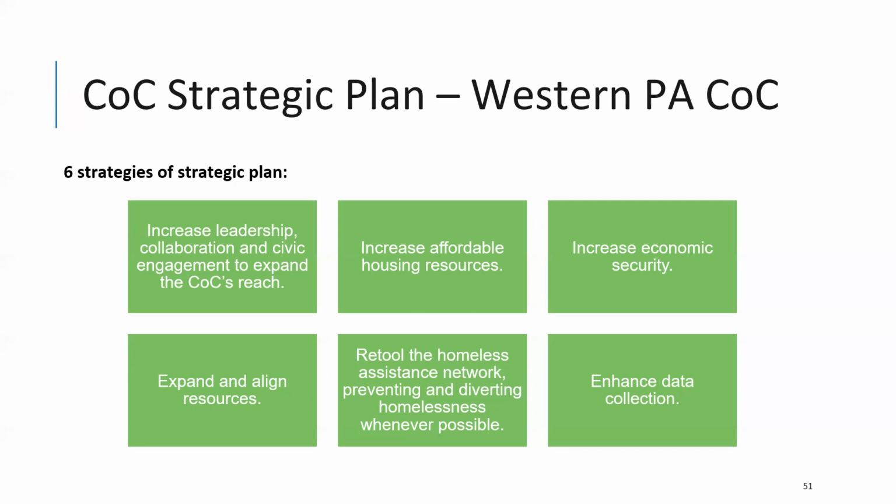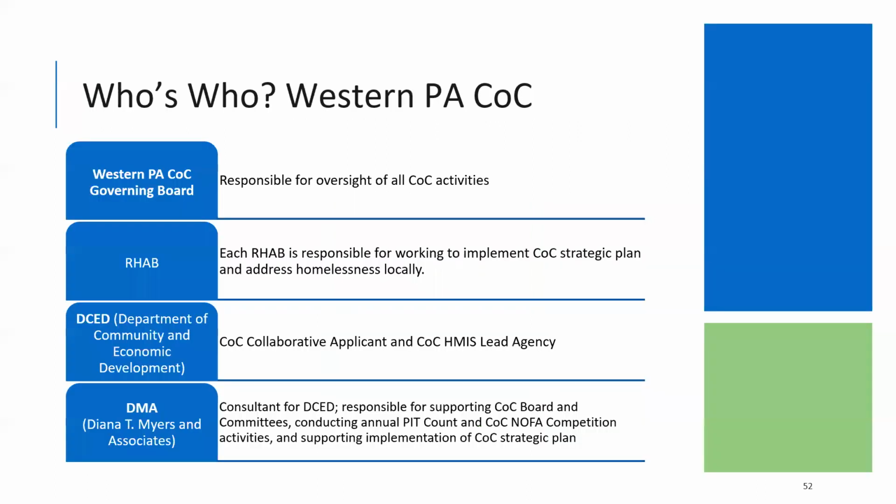Retooling the homeless assistance network to really focus on preventing and diverting homelessness whenever possible, rather than anyone who's at risk of homelessness needing to go through the shelter system to access services. We've really moved away from that towards this prevention and diversion model. If we can keep folks out of the homeless system with a little bit of support, that is definitely the preference. And then lastly is enhancing data collection, really understanding the picture of homelessness in the CoC and increasing our ability to analyze and understand what's happening.